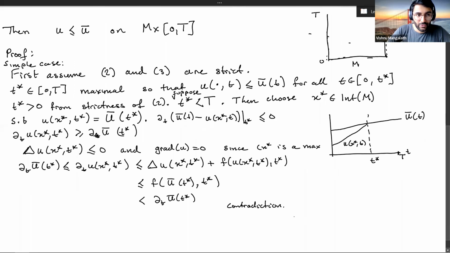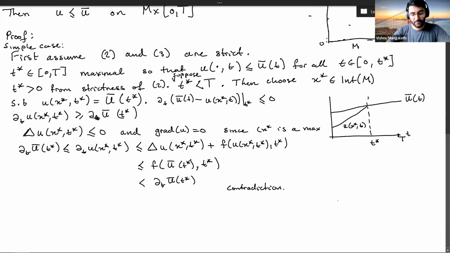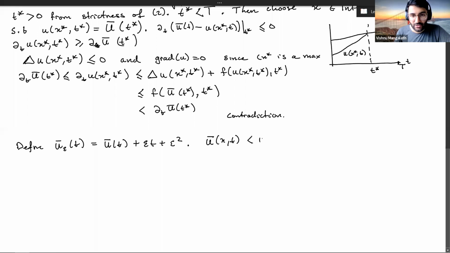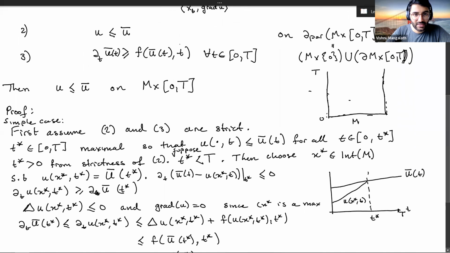So now we just have to do the general case. If you've seen the proof, you just modify u bar a bit. So define u bar epsilon of t to be equal to u bar of t plus epsilon t plus epsilon squared. Then you immediately have that u of x, t is strictly less than u bar epsilon of t for some epsilon greater than 0. So you have the first strict inequality. Now, in order to apply this simple case, you just need to get this second strict inequality.